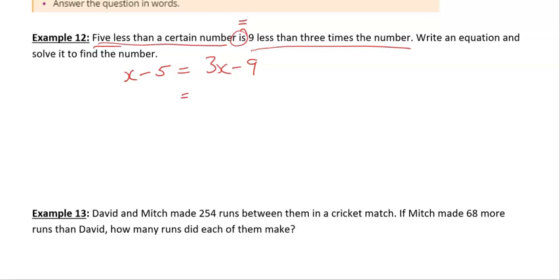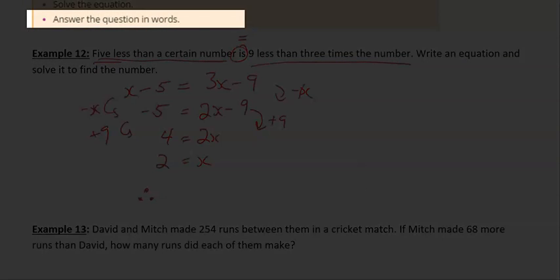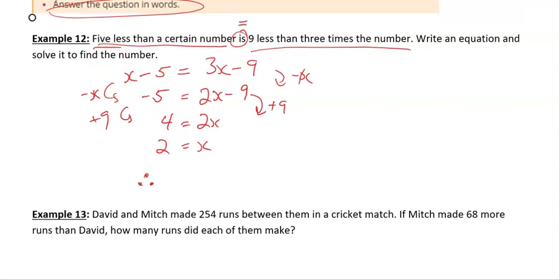Let's get the x's on the same side. We've got 1x on the left and 3x on the right, so let's take 1x away from both sides. That leaves us with negative 5 equals 2x minus 9, so we'll add 9 to both sides, and that gives us 2x is equal to 4. If I divide both sides by 2, x is equal to 2. Remember we want to answer the question in words. Therefore, the number in question is 2.